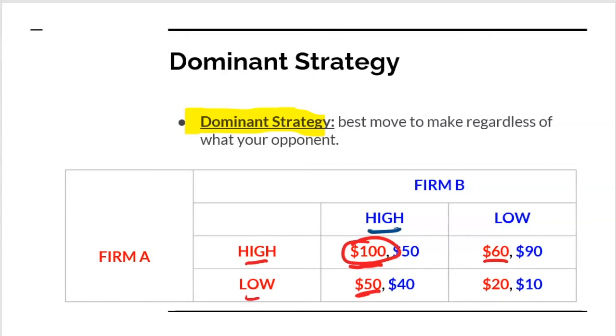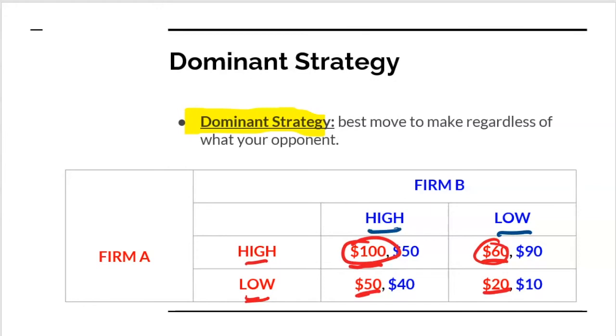Well, if firm B goes low, right? So if firm B goes low, firm A can go high and make 60, or they can go low and make $20. What is firm A going to do? Well, firm A has an incentive to go high again, right? Because 60 is greater than $20. So here we know firm A has a dominant strategy, right? Because no matter if firm B goes high or goes low, firm A is always incentivized to go high. So firm A has a dominant strategy.